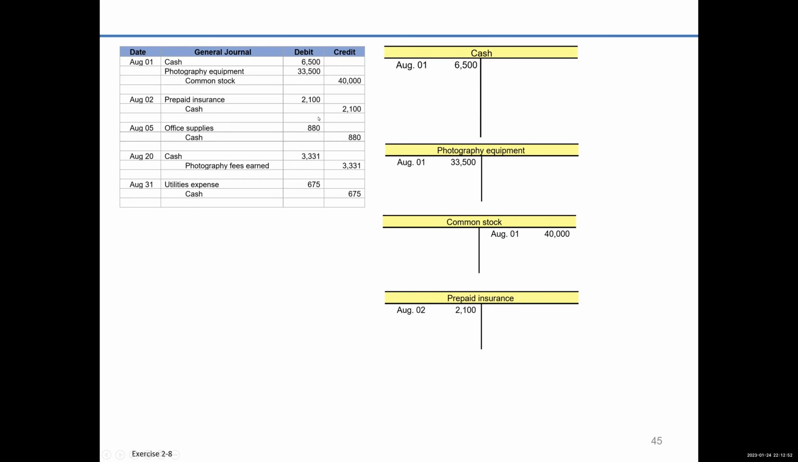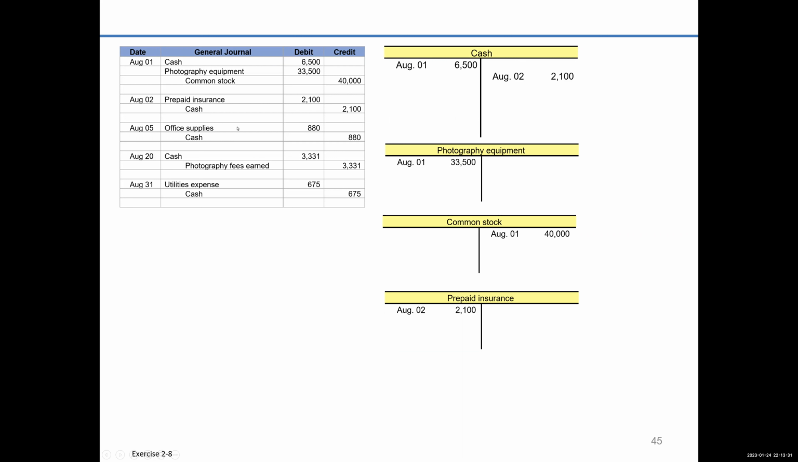Credit cash for $2,100. Now we already have a cash T account here, so we're just going to use it, and we're posting a credit of $2,100. Okay, that is it. Remember, in the cash account, when you receive money, you put it on the debit. That's why we receive $6,500, and then credits are payments of cash. So we paid $2,100 on August 2nd. Okay, we're done with August 2nd.